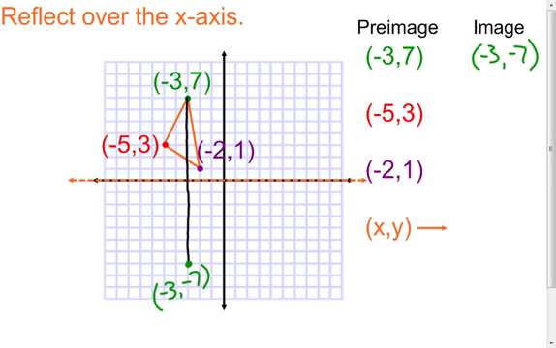I can do the same thing for my red point, create that perpendicular segment, and then this one is 3 units away from the line of reflection. And now I'm at (-5, -3).